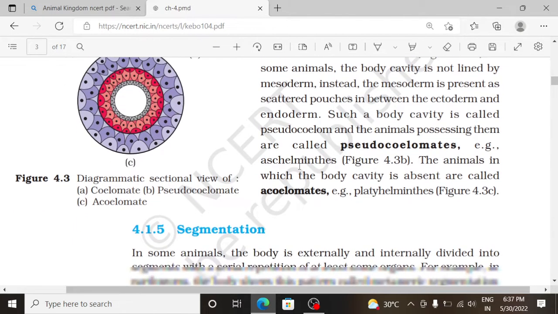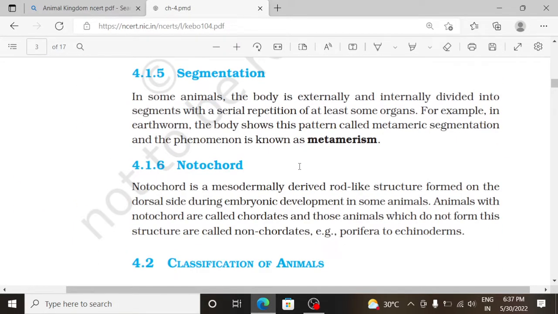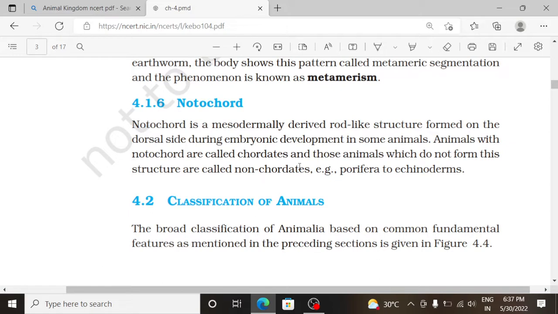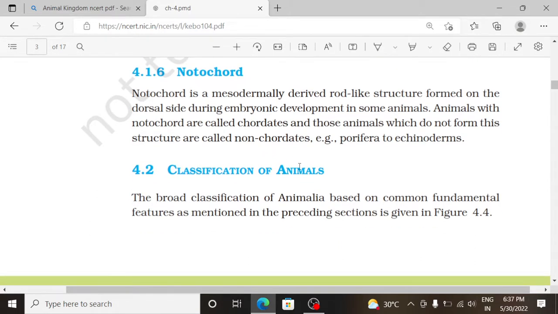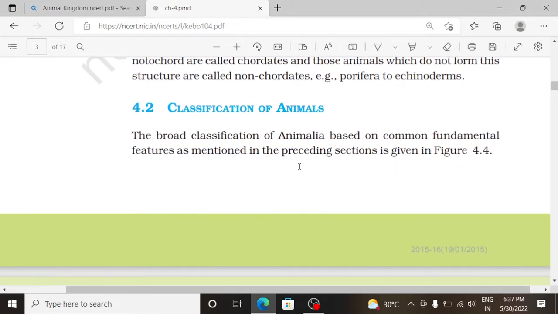Segmentation. In some animals, the body is externally and internally divided into segments with a serial repetition of at least some organs. For example, in earthworm, the body shows this pattern called metameric segmentation, and the phenomenon is called metamerism. Notochord. Notochord is a mesodermally derived rod-like structure formed on the dorsal side during embryonic development in some animals. Animals with notochord are called chordates, and those animals which do not form this structure are called non-chordates. Example, Porifera to echinoderms.